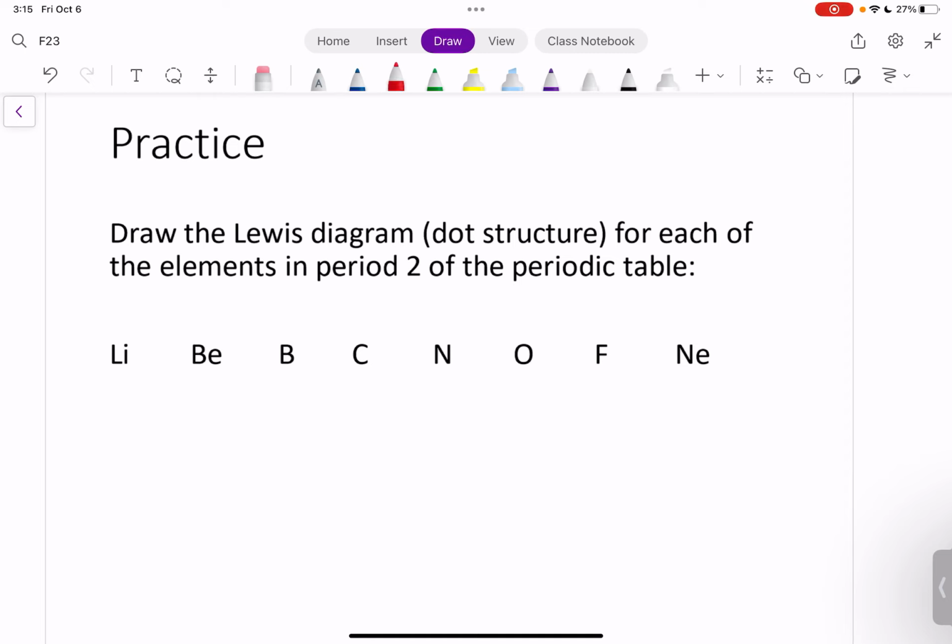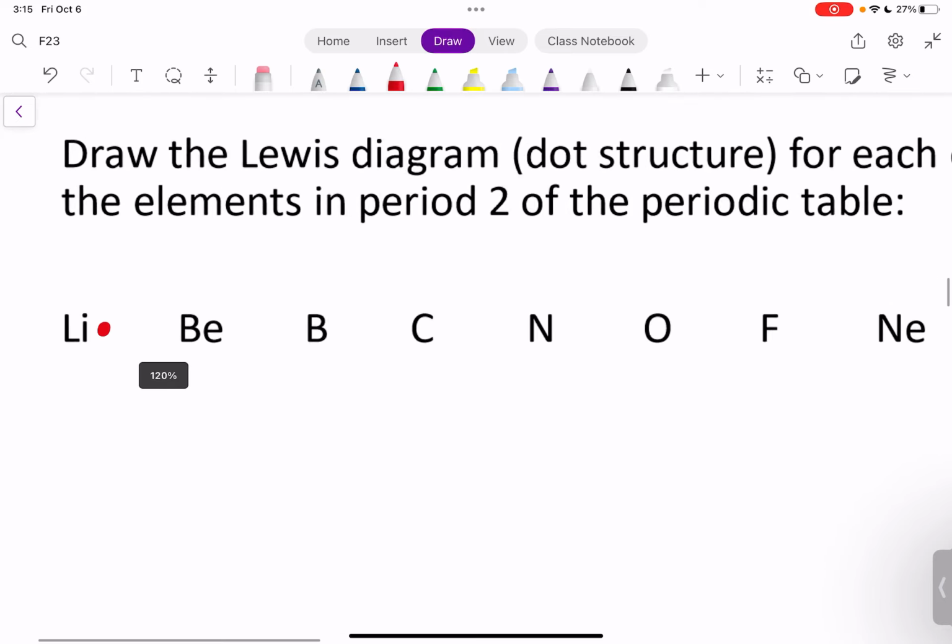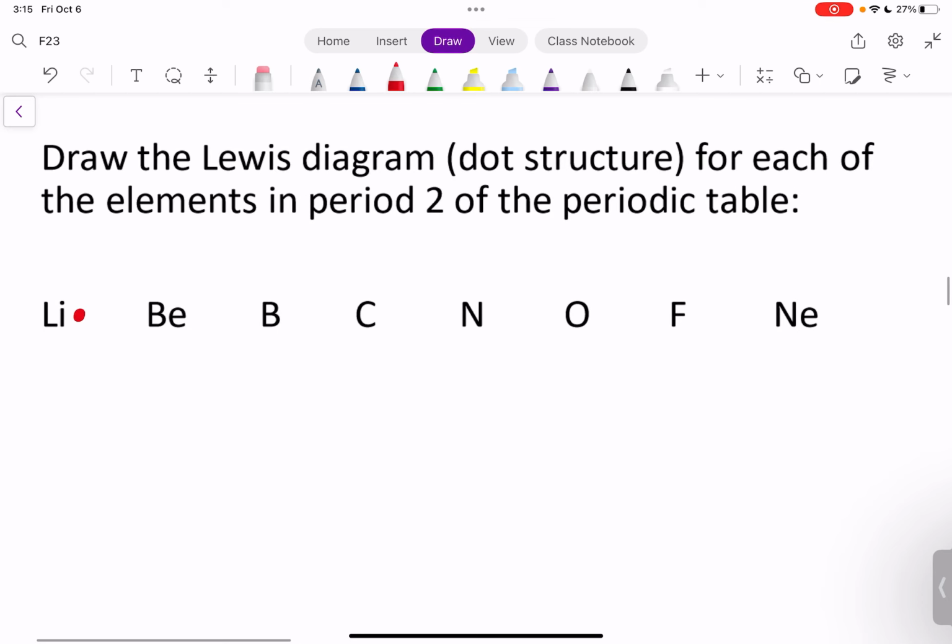All right, now pause the video and try this practice out. It says to draw the Lewis diagram, or the Lewis dot structure, for each of the elements in period 2 of the periodic table. All right, so for lithium, how many valence electrons does lithium have? Well, lithium's in group 1A, right? So it has 1 valence electron. So we can draw it anywhere, and we'll just draw it here because that's where I'm used to drawing it. And let me zoom in a little bit here, okay? So we'll just draw it there. That's its 1 valence electron, right?